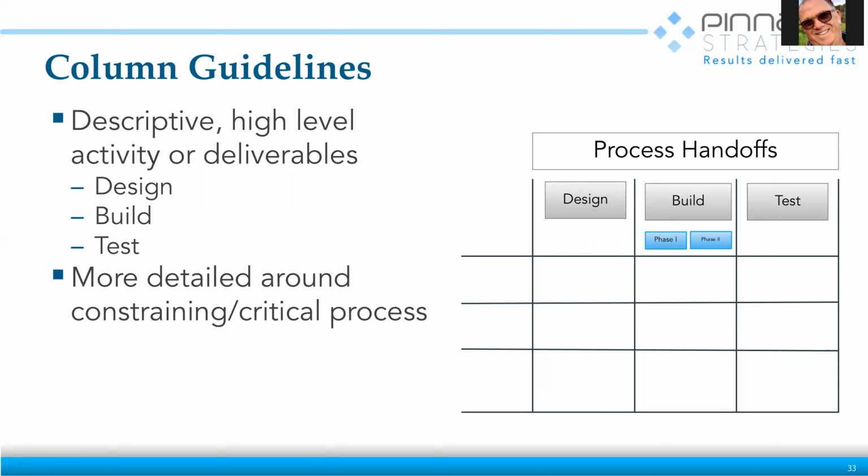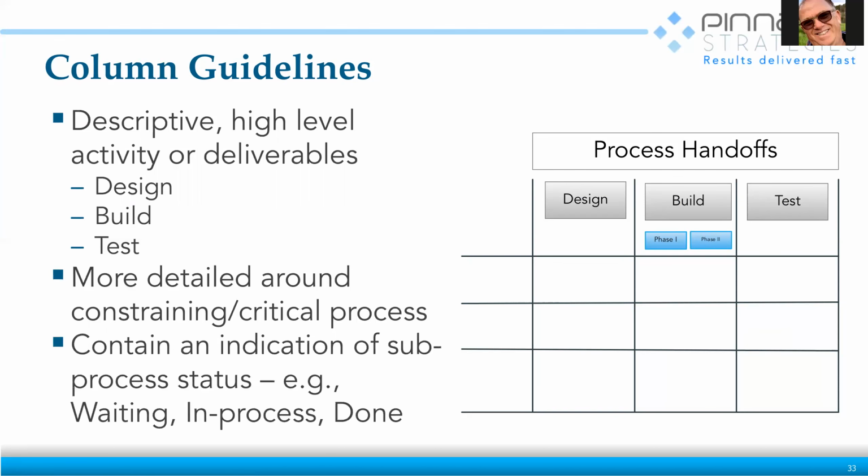Now, what's constraining or critical? Those are the ones that you have problems with. Those are the ones that people are complaining about, where stuff is getting stuck. So if you need more management, that'll be the area that you'll want to break down that column. And as I pointed out earlier, we've got sub processes within, so we have columns within columns. I didn't draw the vertical line in this, but you could have done that.